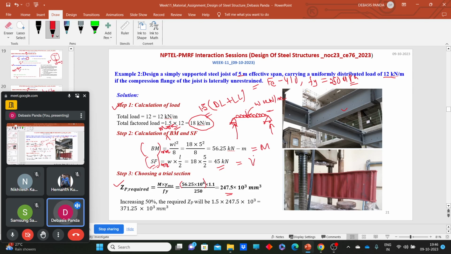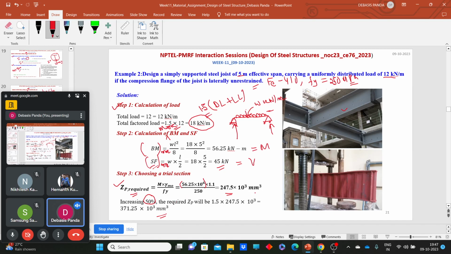Now, for this ZP required we are only considering the moment. To account for lateral torsional buckling, as I said a few times back, we need to increase the required plastic sectional modulus by 40 to 60%. So here we have considered that we will increase the required plastic modulus by 50%. So what is the increased sectional modulus? The increased sectional modulus will become 371.25 into 10 cube mm cube.